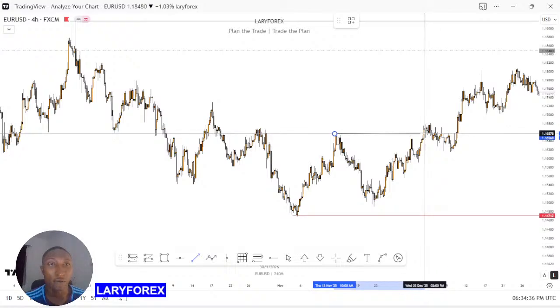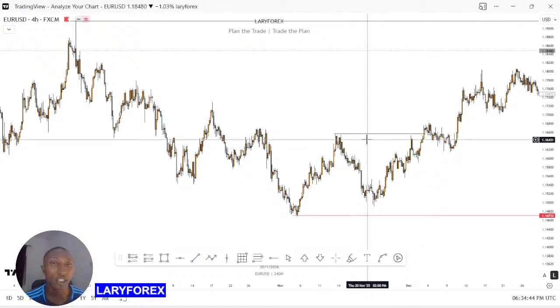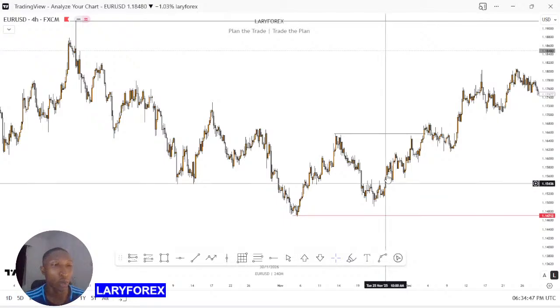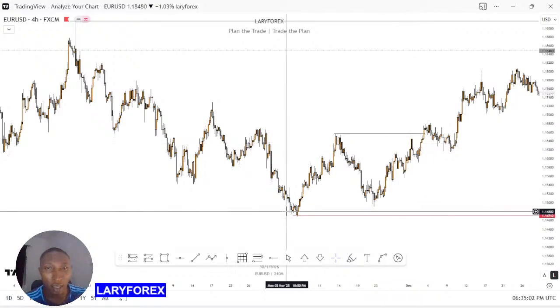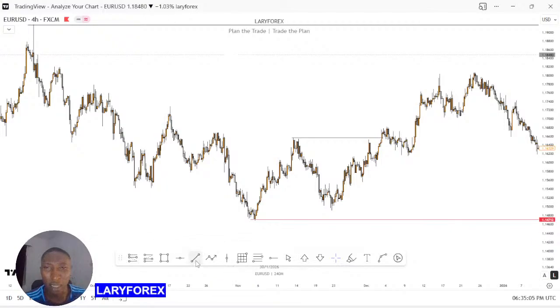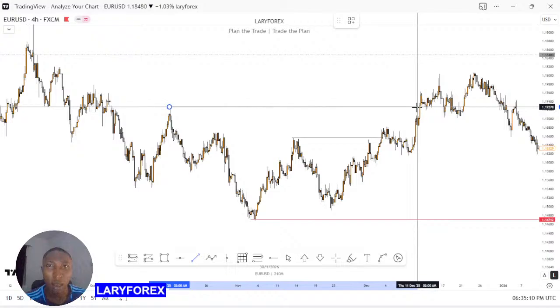This is the place we get our first shift, where price fails to create a new lower low and then happens to create a new higher low. Are you guys following? So price fails to create a new lower low and then creates a new higher low. That's our first shift. And where we have our change of character is at this particular level here.